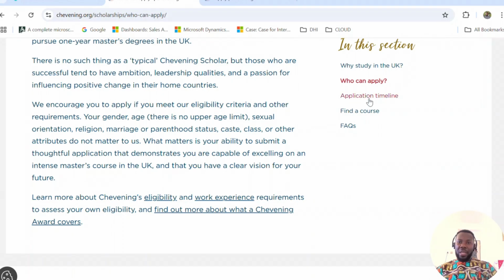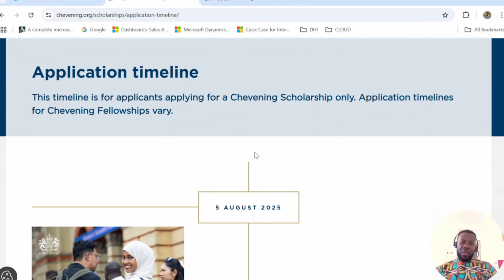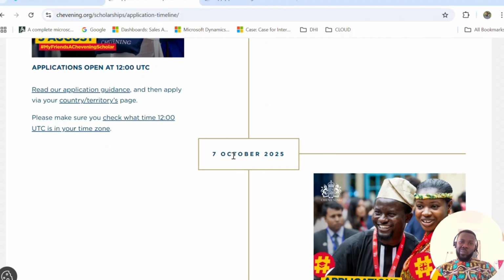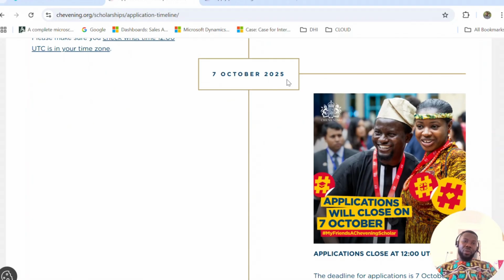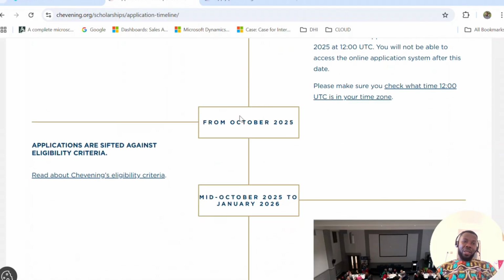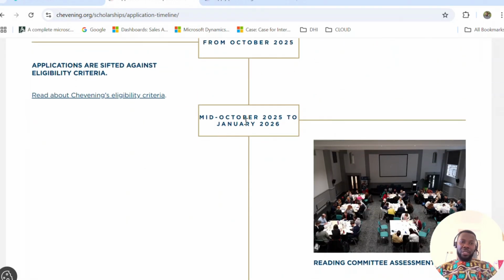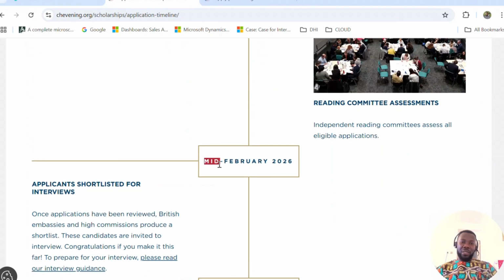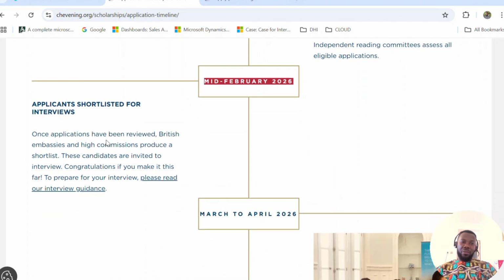Now let's check the application timeline. The scholarship opened on the 5th of August, and you have approximately 3 months to apply. So if you have not already prepared yourself, you still have time to prepare adequately before the 7th of October. When the application closes on 7th October, they will start to review the applications and shortlist those who are more qualified or eligible. That should be done somewhere in mid-February, and the shortlisted individuals will be invited for interview.